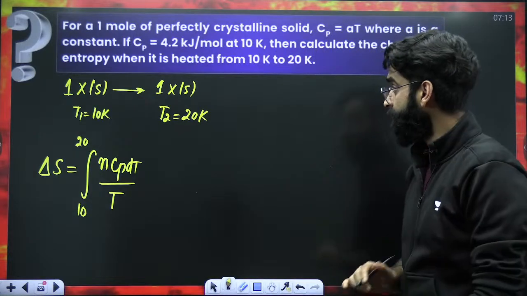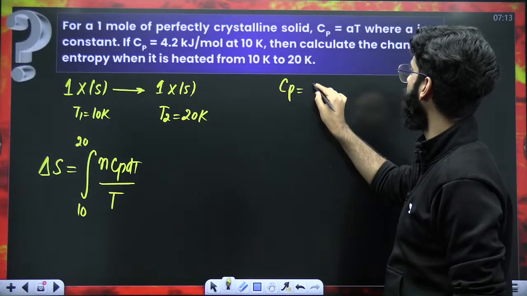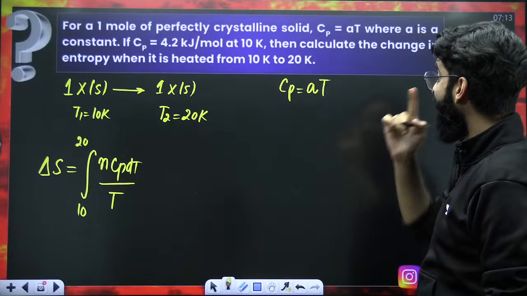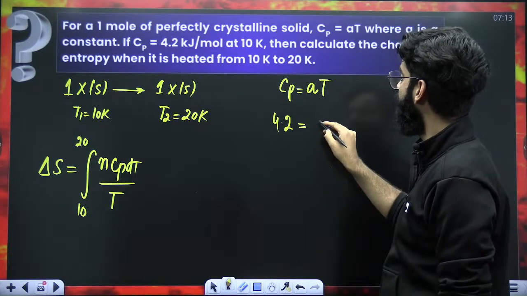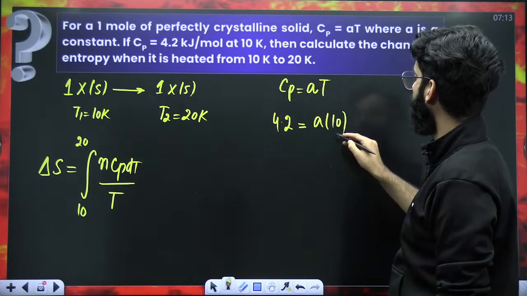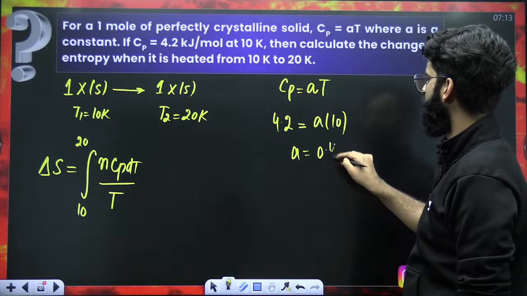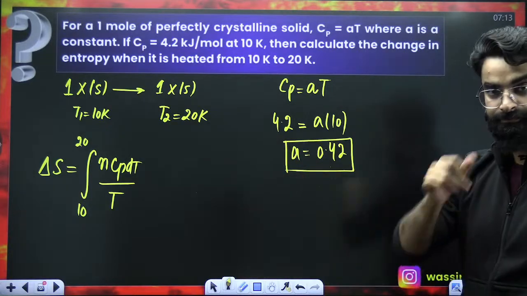Number two, as per the question, it is mentioned that Cp is equal to A times capital T, where A is a constant. And it is mentioned that the Cp value is 4.2 when the temperature is 10 Kelvin. So you can calculate A from here. A comes out to be 0.42. So you calculate A, right?